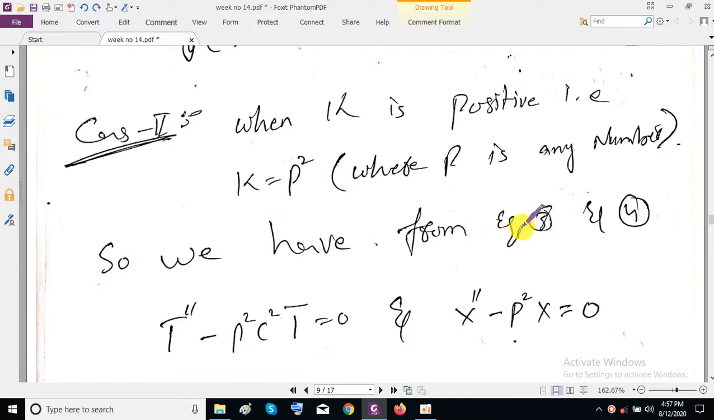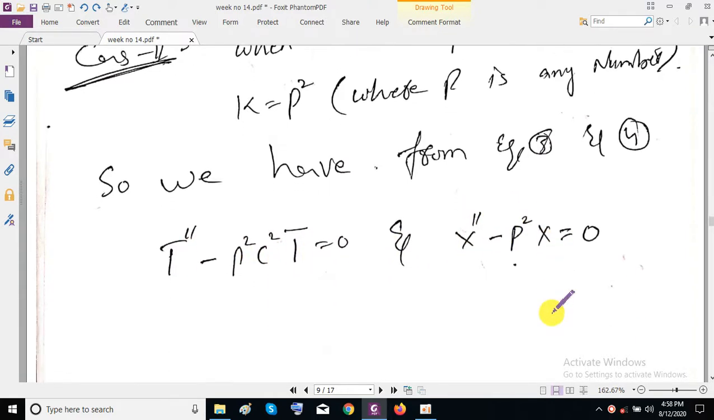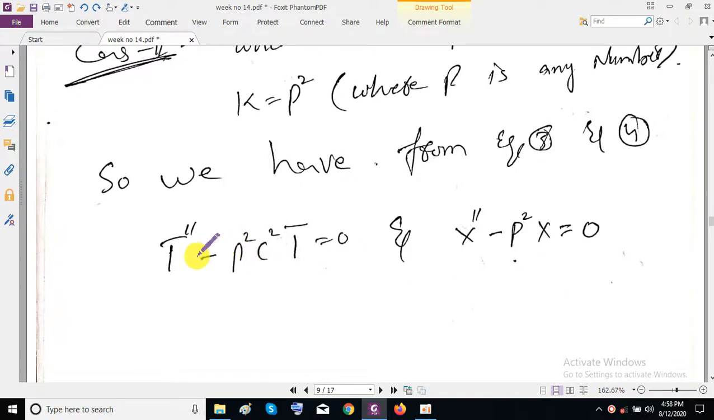So we have from equations 3 and 4, we will put the value of k as p square in equations 3 and 4. So we get T double dash minus p square c square T and X double dash minus p square X. And now this is a second order differential equation. So how to solve this second order differential equation? By taking its auxiliary equation.